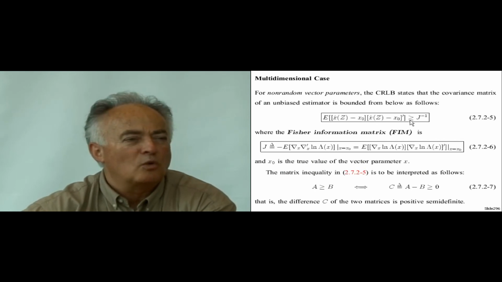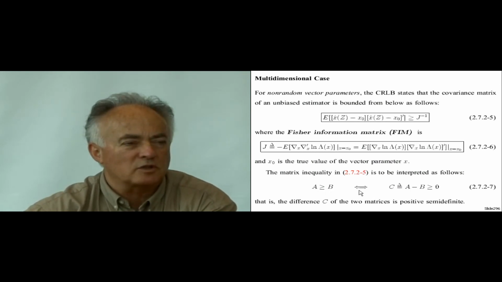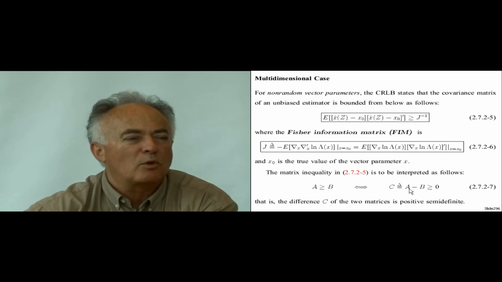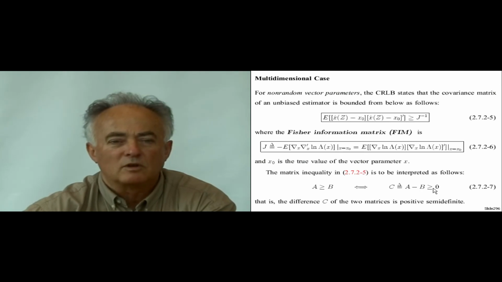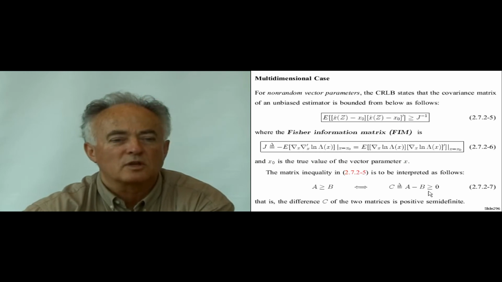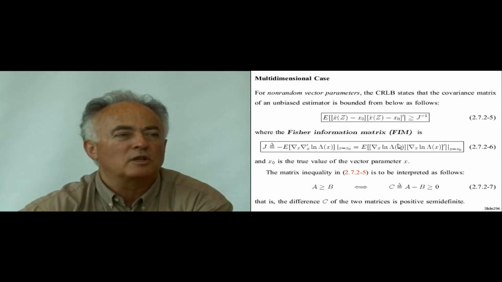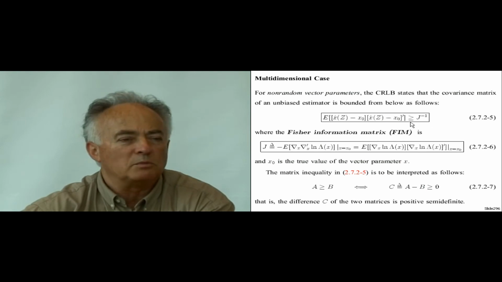We have an inequality here which has to be interpreted as follows. A matrix A is said to be greater or equal to B if, equivalently, the difference C defined as A minus B is positive semi-definite. This is the interpretation of an inequality between two matrices: their difference is positive semi-definite. This is a partial inequality. If it were a strict inequality, which is not the case here, the requirement would have been positive definite.